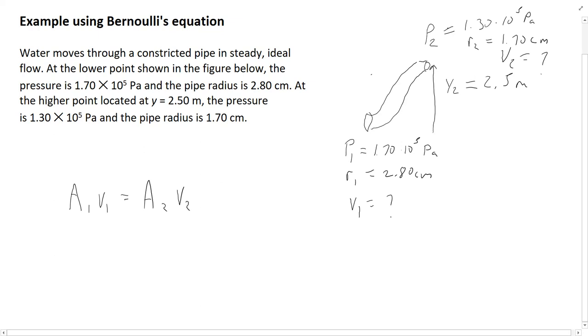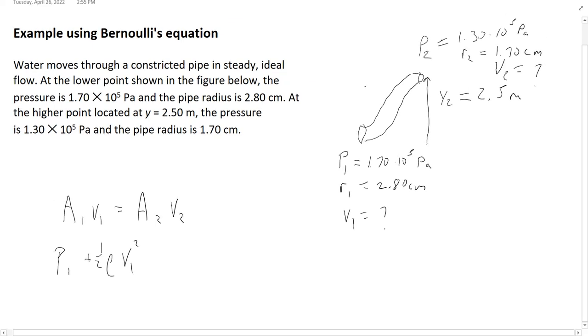That's the continuity equation. And the other equation that we will use will be Bernoulli's equation, which says that the pressure at 1 plus the kinetic energy per unit volume of the fluid at the bottom plus the potential energy per unit volume at the bottom has to equal the pressure at the top plus kinetic energy per unit volume at the top and the potential energy per unit volume at the top.